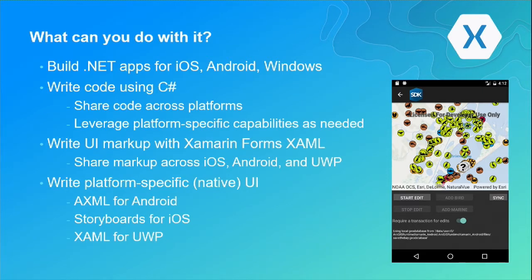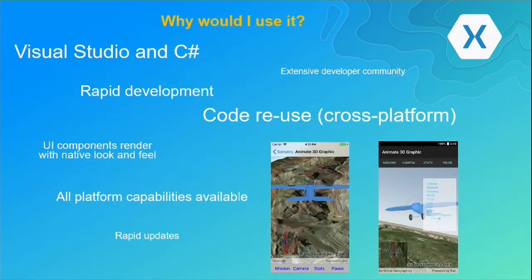You can write your UI markup using Xamarin.Forms, as I mentioned, which is a XAML-based way of creating a UI. It's not quite the same as the XAML you might be used to for WPF or UWP. It's a Xamarin flavor of XAML. Obviously, it's nice in that it gives you the ability to share your UI code and make things a little easier in that respect. But sometimes you might need more control. So yes, you can also write platform-specific or native UIs using whatever tools are used for that platform. So AXML, for example, for Android to create your layouts, storyboards for iOS, and so on.